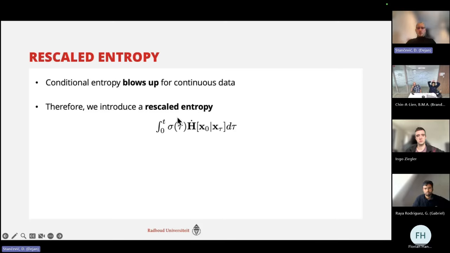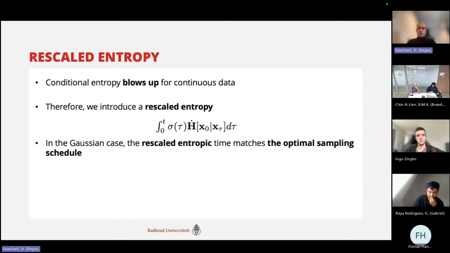So this is connected to signal to noise ratio as we saw before. But you might ask, what is the meaning of this rescaled entropy, and why did we introduce it besides just, oh, it blows up, so let's just introduce something new? But it turns out that the result that I showed before, the optimal result for a Gaussian case, rescaled entropy gives you exactly that schedule. So we were guided by that result to define the rescaled entropy.